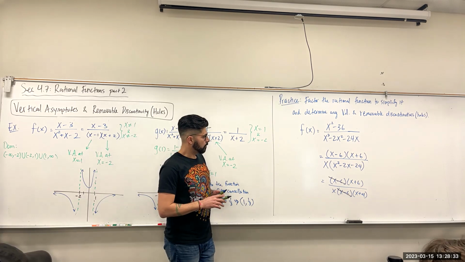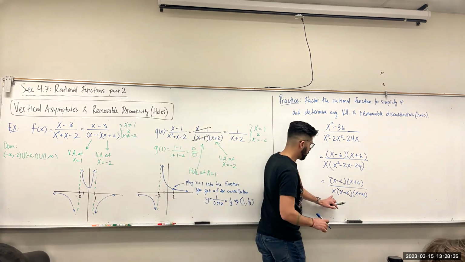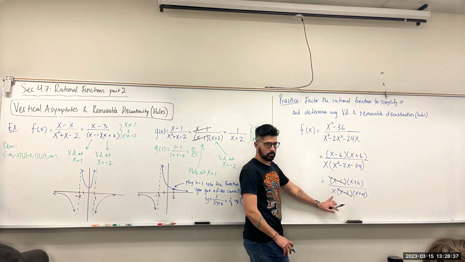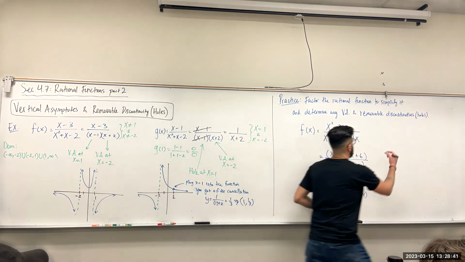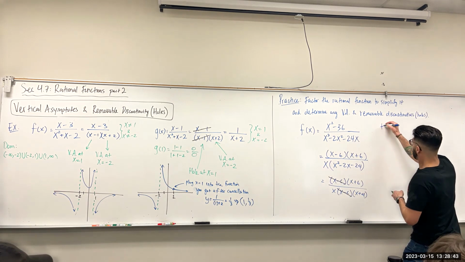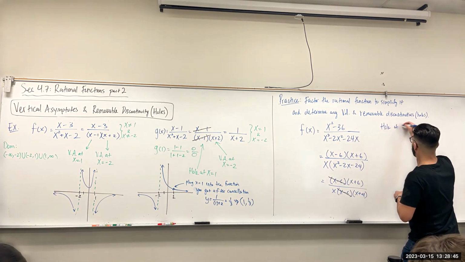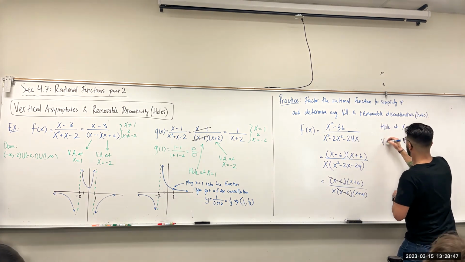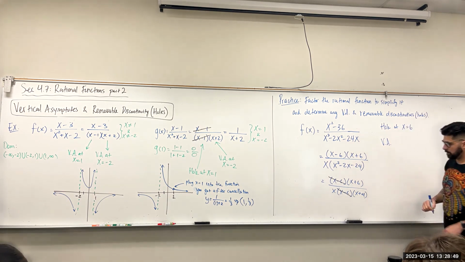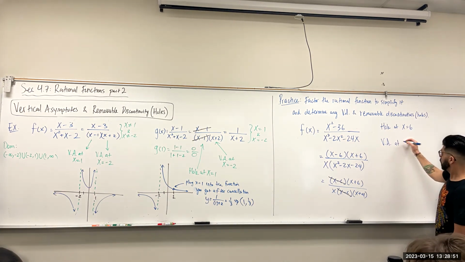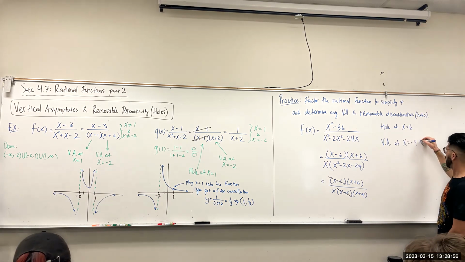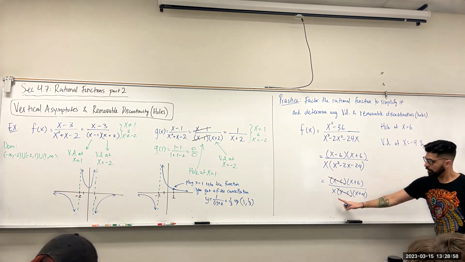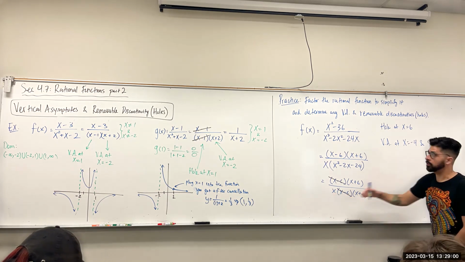So what does this tell us now? The hole is right here. So we know we're gonna have a hole at x equals 6. And where do you have vertical asymptotes? Make sure you write x equals -4, and what makes this 0 is x equaling 0.